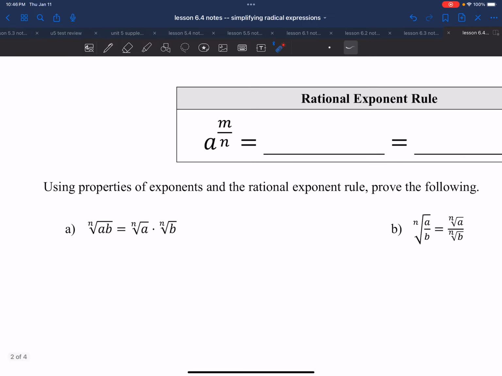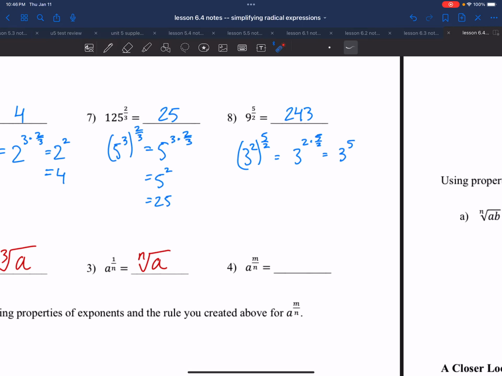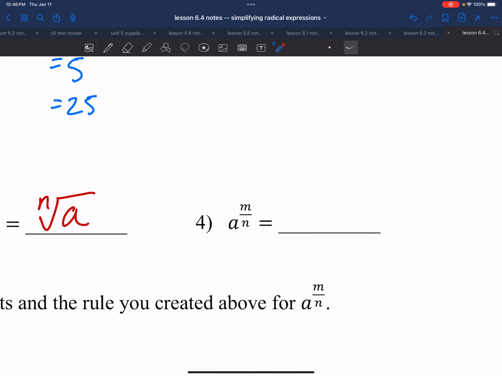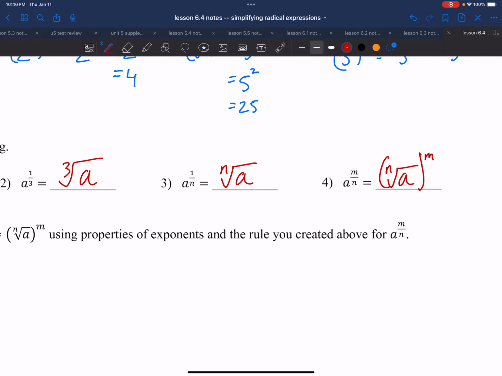And so it seems like, oops, flip the page. It seems like, well, I know that this is the nth root of a, but it's getting raised to the power of m, right? Based off those examples, I'm taking the nth root of a, and then I'm raising it to the power of m. Interesting. Okay.